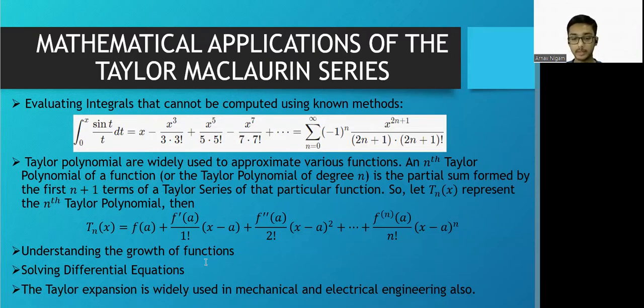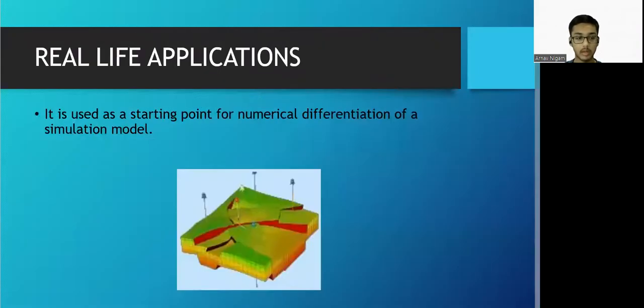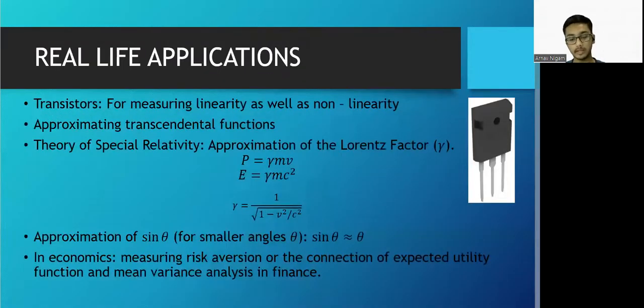Taylor expansions are widely used in mechanical and electrical engineering too. Other real-life applications include transistors, where we can measure linearity as well as non-linearity of transistors. It can also be used to approximate transcendental functions, and it has a lot of application in the theory of special relativity, because in the approximation of the Lorentz factor, we require the Taylor-Maclaurin approximations. So you can see on the screen that the Lorentz factor gamma is written as 1 over root of 1 minus v squared over c squared. That is actually found out after approximating using the Taylor series.